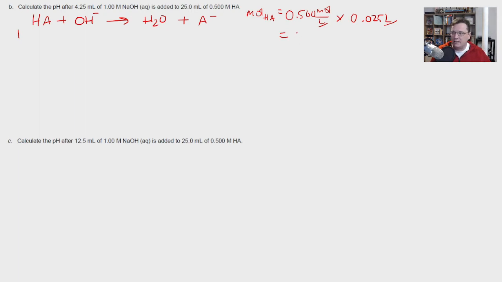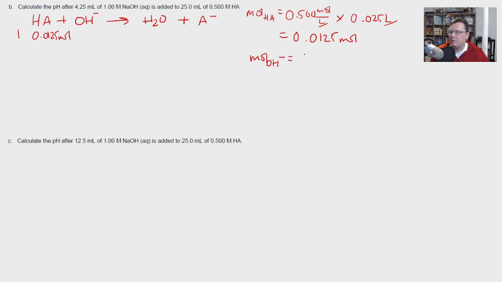And so what we get is 0.0125 moles of HA. So that's what we're starting off with. Next, calculate how many moles of OH minus we're adding in.